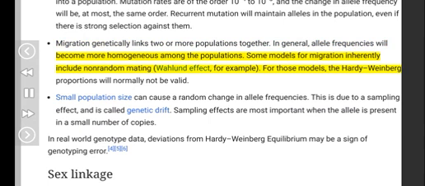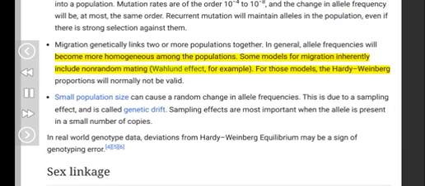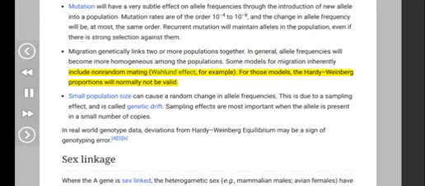Some models for migration inherently include non-random mating, Wahlund effect, for example. For those models, the Hardy-Weinberg proportions will normally not be valid.